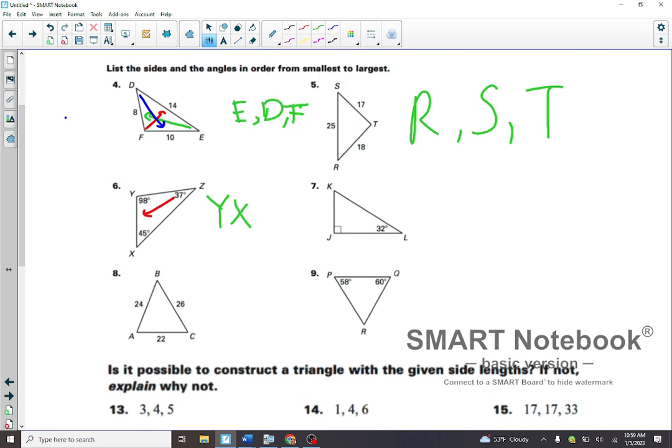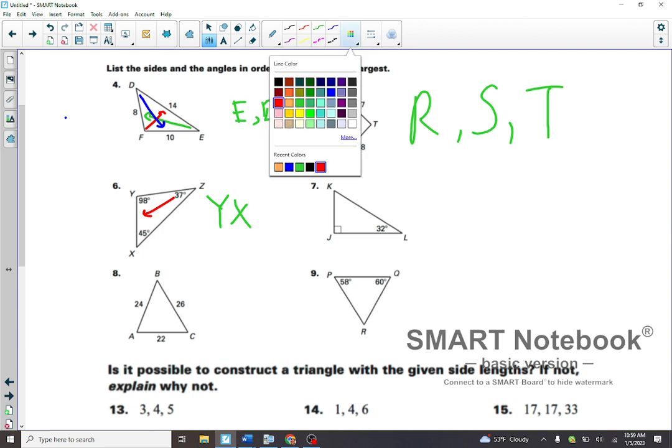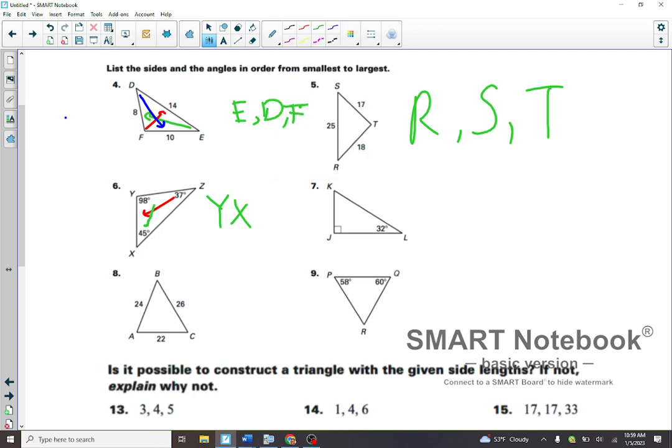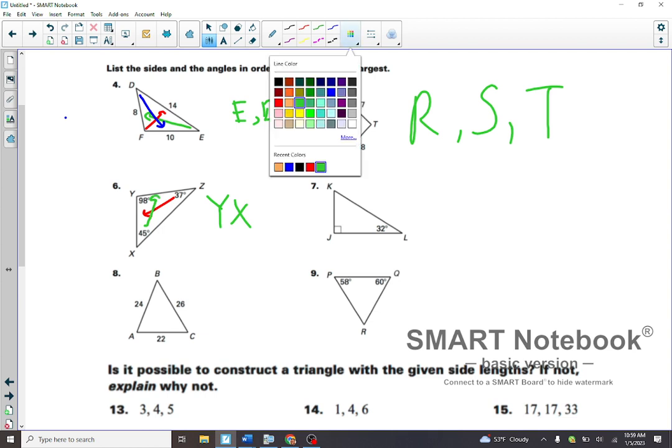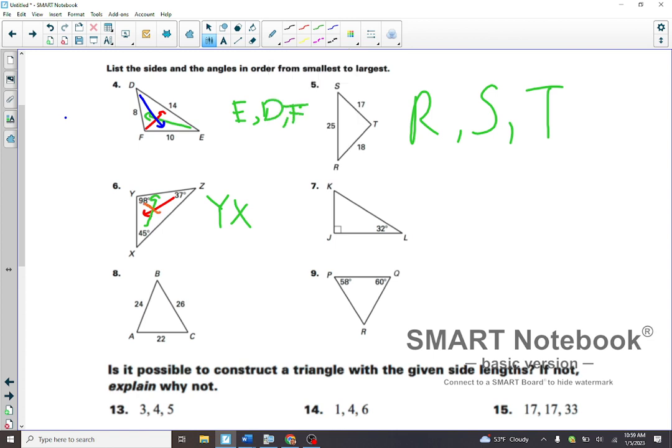So 13 is across from YX. 37, I'm sorry, 37. Let me color code it to make it a little bit easier. 45 is across from YZ. These are the angles. And then, give me orange, 98 is across from ZX. Then it's YXZ. So the smallest angle is Z, so I want the side across from it. This is the smallest, it's YZ, this will be the medium, and this will be the large.